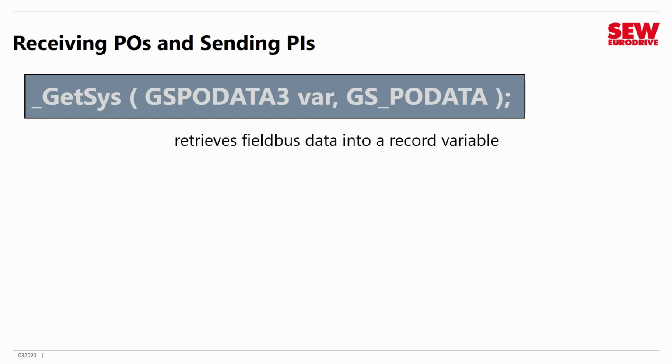But amongst its many capabilities is the ability to communicate over a Fieldbus card. Now, as you can see, it's using some of those built-in complex data types. You give it a variable of complex data type GSPOData3. So you have to create a record variable, and that's why I taught you about record variables in our last session. You create a record variable, and you pass it to getSys, and then you give it the constant GSPOData, and that will retrieve Fieldbus information, actually POs, into a record variable. And then you can pull those out, and you've got your POs from your PLC.